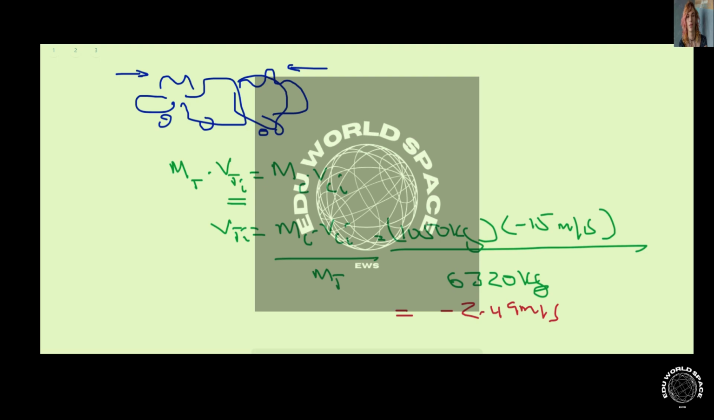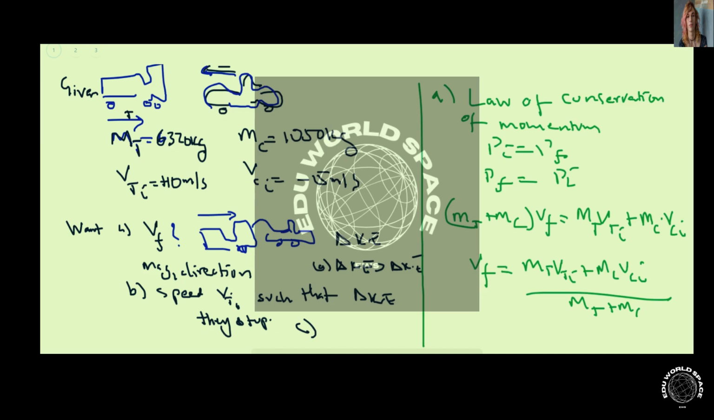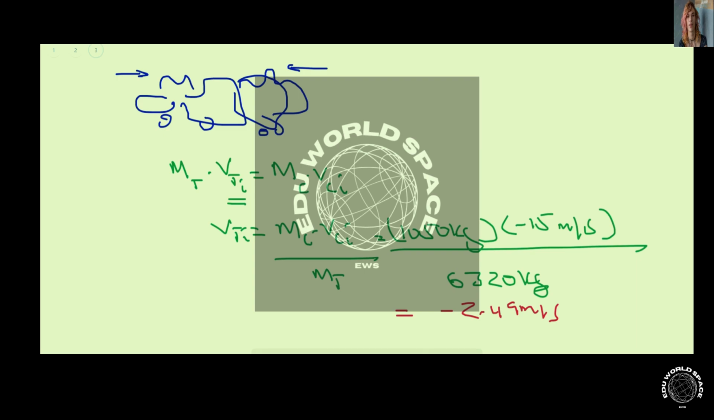It's going to be moving towards the left. So if you go back, we were saying, what's the speed such that they're going to stop? That's what you're looking for. Speed has a magnitude, no direction. So it's just going to be 2.49 meters per second. That's the speed of the truck if they have to stop.